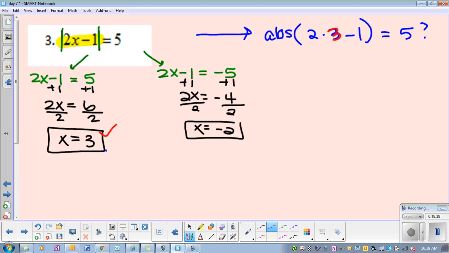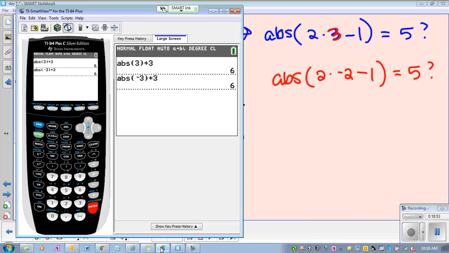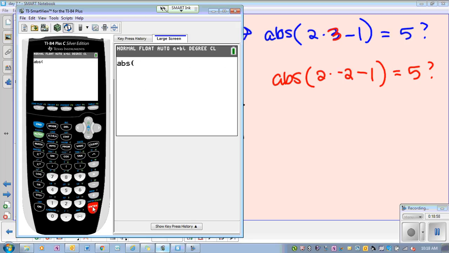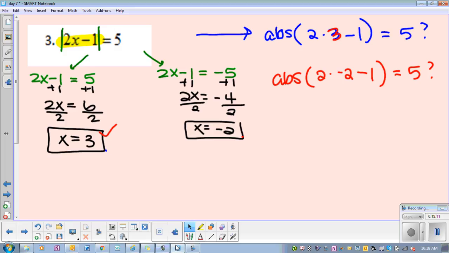Alright, so let's try negative 2. So I'm going to say math number abs 2 times negative 2 minus the 1. Does that equal 5? I'll put this one in the calculator with you. Math number abs 2 times negative 2 and then minus the 1, close. When I hit enter, does it equal 5? Yes. Okay. So with this one, they both work.